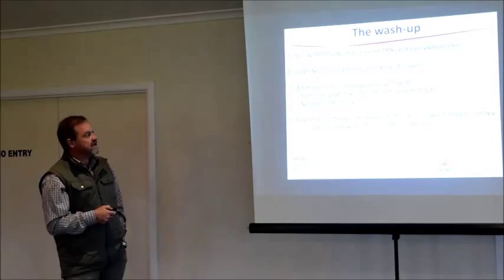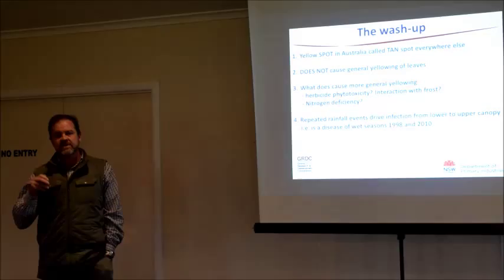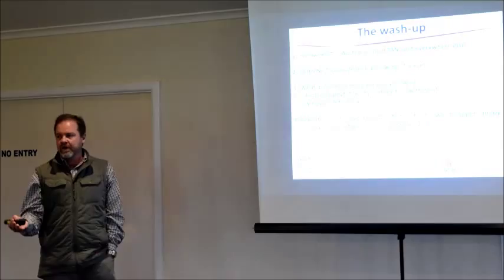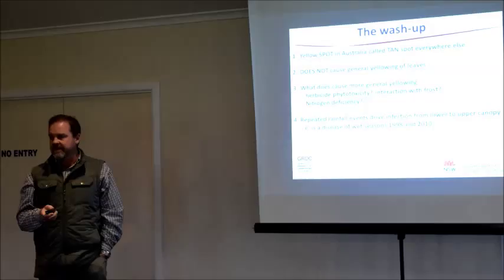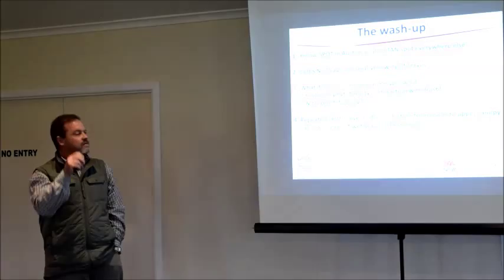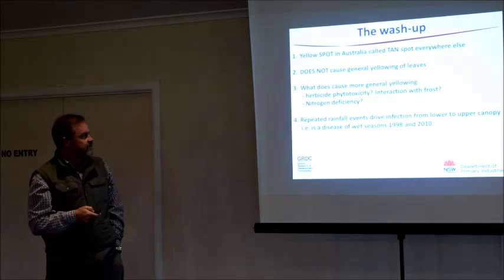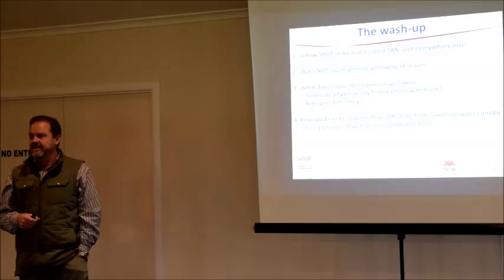What does tend to cause general yellowing of leaves? Herbicide phytotoxicity, and certainly interaction with frost. We saw a lot of this last year. Sprays went on, then they got a frost event. When you put a herbicide on, your crop still has to metabolise that chemical. If you have a frost event, it slows its metabolism, it can't get rid of it quick. It moves to the tip and can cause that yellowing, that phytotoxicity. And when we get back over the Liverpool Plains, which is high input, in some of their sprays water's the lowest actual constituent. We even had people with nitrogen deficiency trying to cause yellow spot.